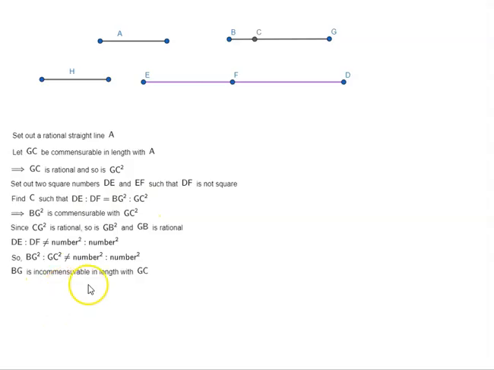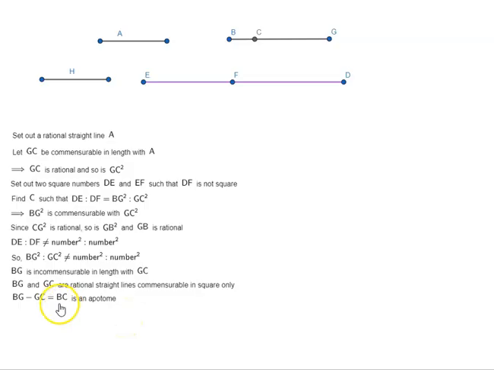Which means BG is incommensurable in length with GC. BG square is commensurable with GC square, or in other words, the square on BG is commensurable with the square on GC. But BG is incommensurable in length with GC. BG and GC are rational straight lines commensurable in square only. So BG minus GC, which is equal to BC, is an apotome, and GC is the annex to BC.